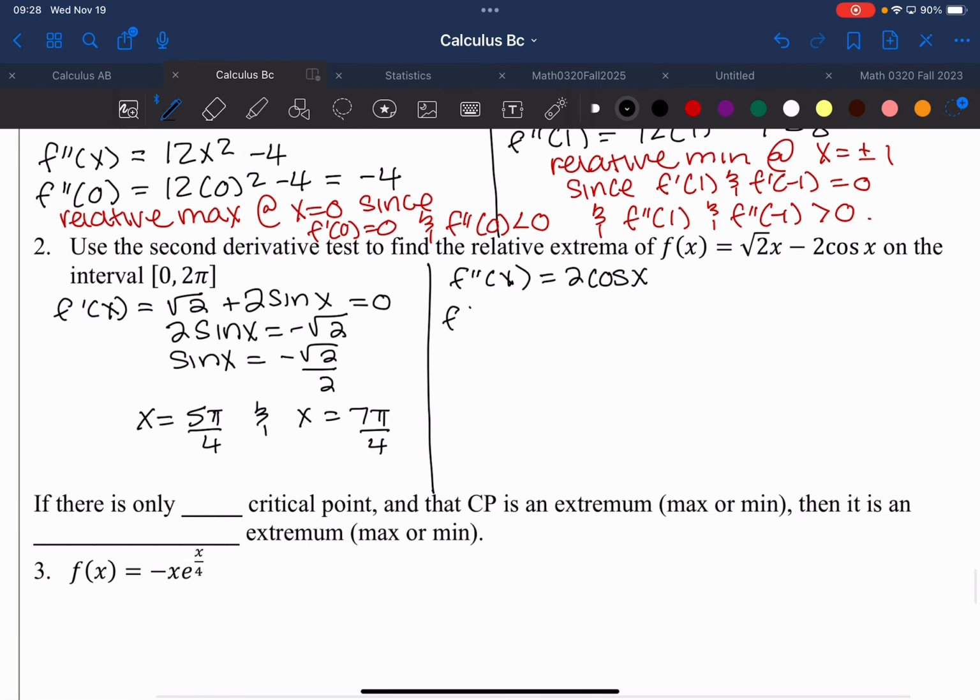So I have f double prime of 5 pi fourths, okay, so that it's equal to 2 cosine of 5 pi fourths, okay, which is equal to 2 times negative square root of 2 over 2. Which gives us negative square root of 2.